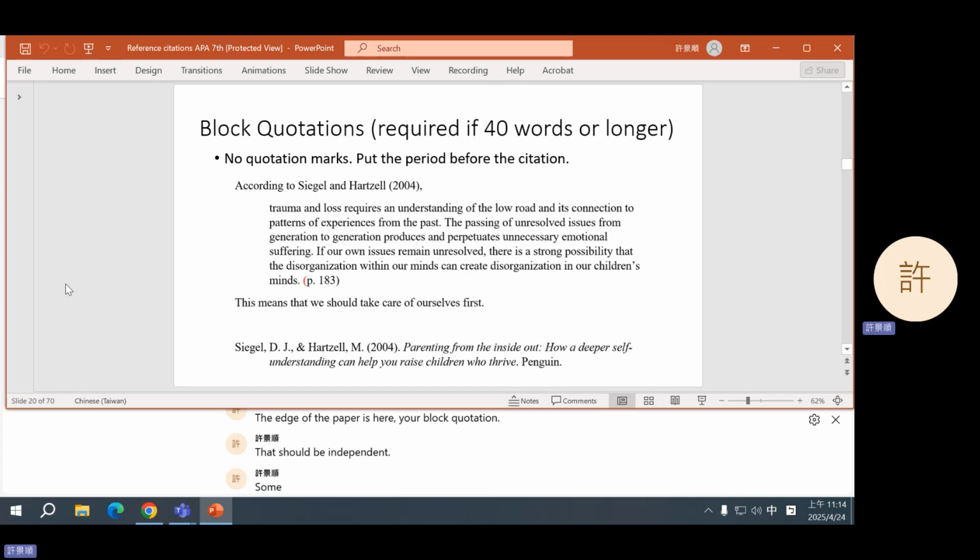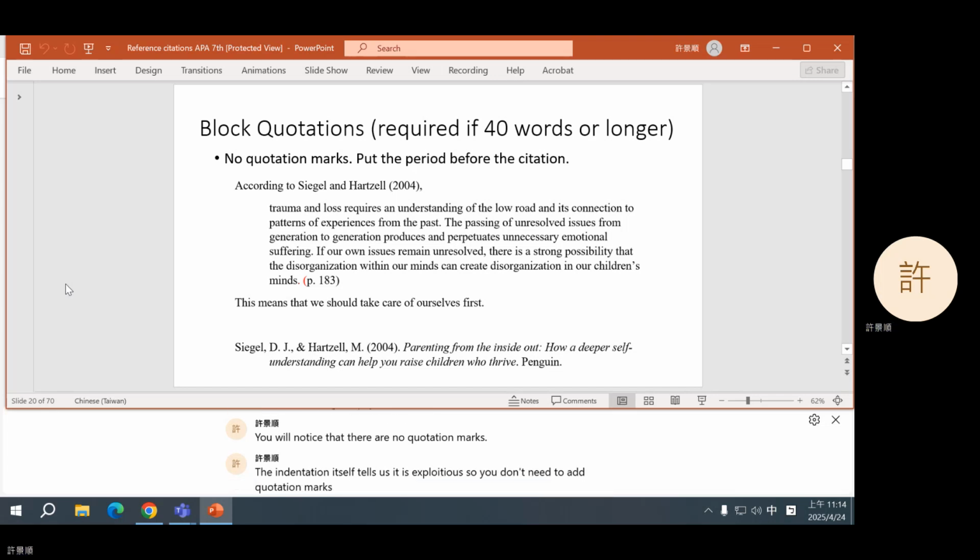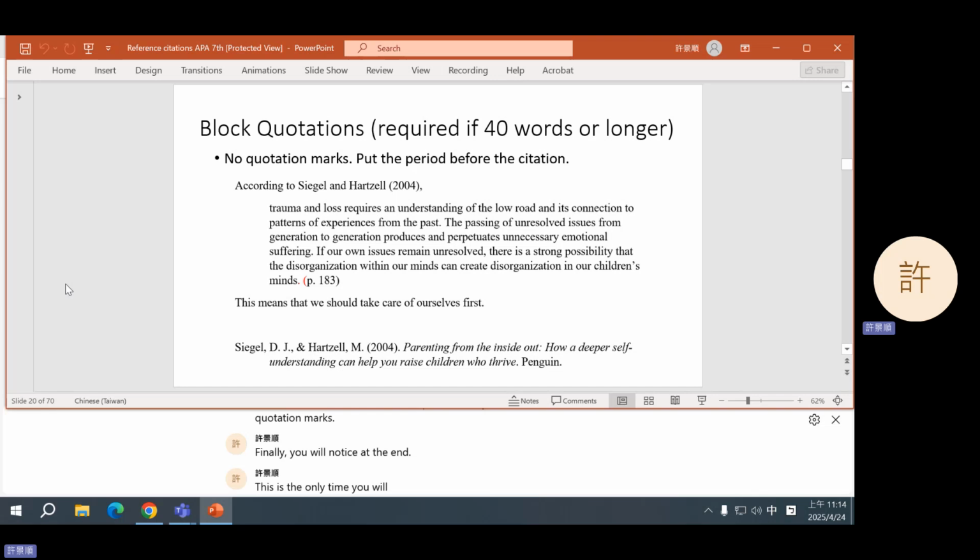Some other things to pay attention to. You will notice that there are no quotation marks. The indentation itself tells us it is a quotation. So you don't need to add quotation marks. Finally, you will notice at the end, this is the only time you will put the period in front of the citation tag. Right? It's period, space, parentheses. This is the only time you will do this. Every other use case, the period will go at the end. Only this one, the period comes before the parentheses.